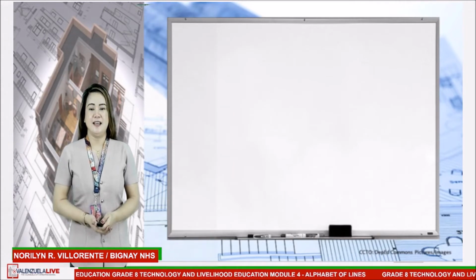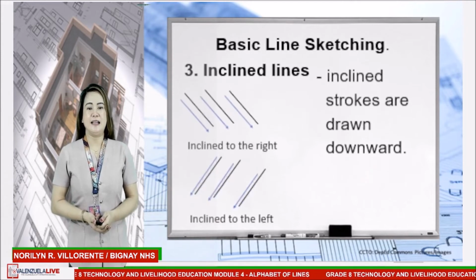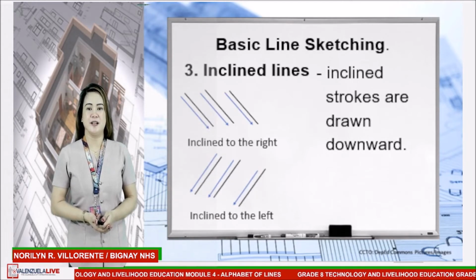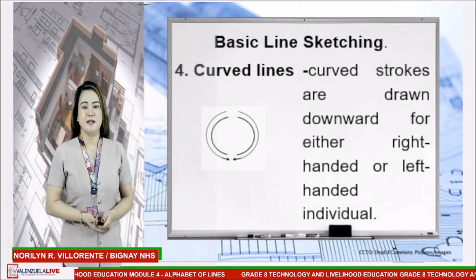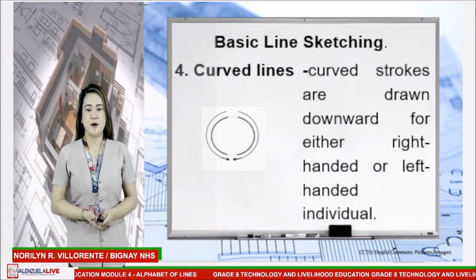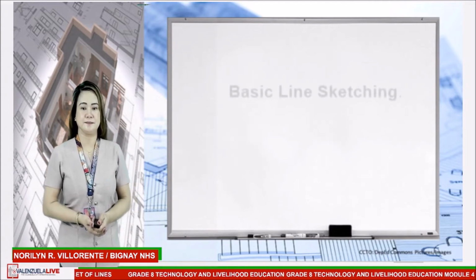Number 3, inclined lines. Inclined strokes are drawn downward. Number 4, curved lines. Curved strokes are drawn downward for either right-handed or left-handed individual.